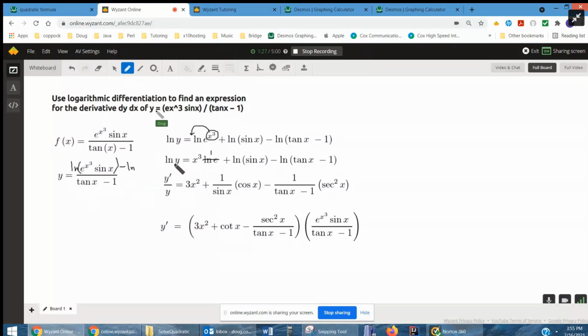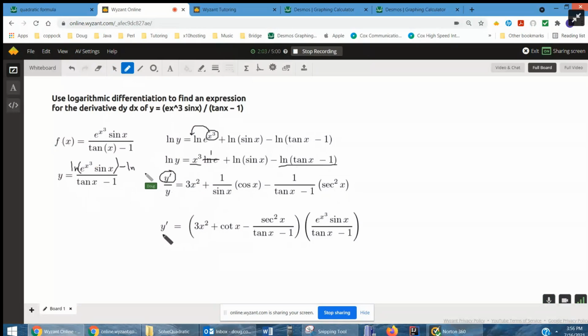So the derivative of ln of y is 1 over y times the derivative of the inside, which would just be y prime. That's what we want to solve for. The derivative of x cubed is 3x squared. The derivative of ln of sine of x is 1 over the sine of x times the derivative of the inside, which would be cosine of x, minus the derivative of this, which is 1 over tangent of x minus 1 times the derivative of the inside, which would be secant squared.